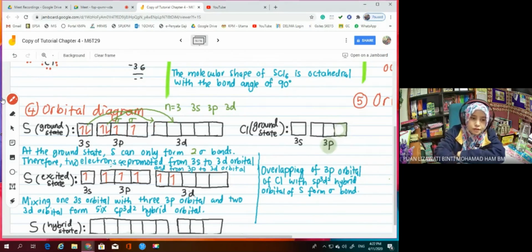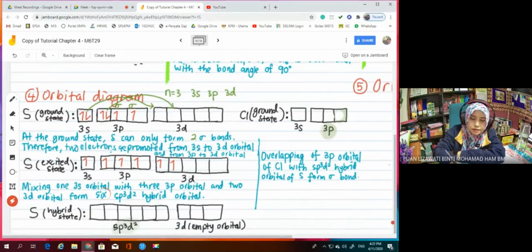So therefore, 3s orbital must mix with 3 p orbitals and 2 3d orbitals, and it will form 6 sp3d2 hybrid orbitals. At the hybrid state, there are 6 single electrons. And we can see here that there are 2 empty 3d orbitals. So we have to copy it back to the hybrid orbital like this. Label 3d empty orbital. So here is the sample of explanation.